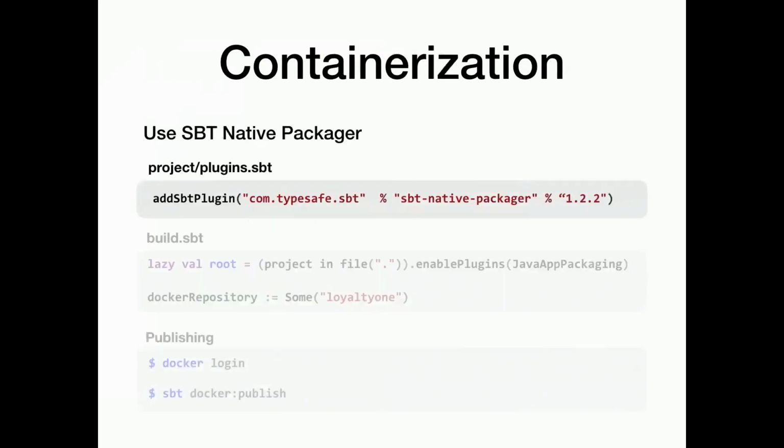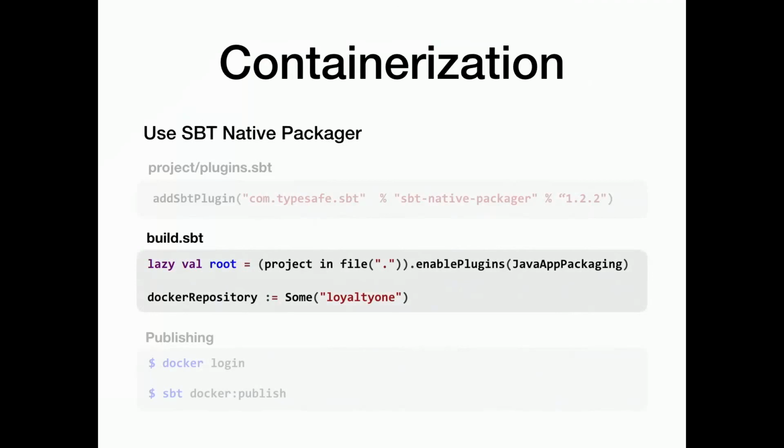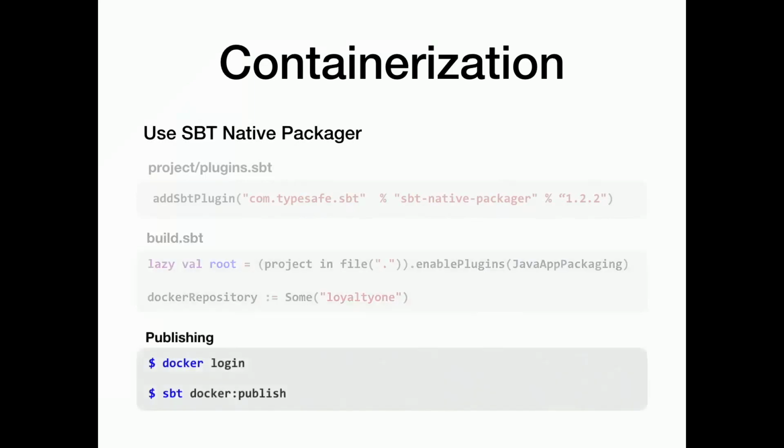So for the containerization problem, we have SBT Native Packager, right? This is an SBT plugin that does most of the heavy lifting for us. If you're using a Scala project, you're usually working in the context of your build.sbt, and it's an SBT project. So basically, it's a matter of enabling the plugin. And over here, what we're doing is we're setting the Docker repository to loyalty1. So basically, we're going to publish to Docker Hub. When you want to containerize the application and publish it as a Docker image, you log into Docker Hub, you provide your credentials, and then you run sbt docker:publish. This prompts SBT Native Packager to kick in and start doing all the heavy lifting of containerizing your application, packaging it up as an image, and uploading it to Docker Hub. So that's the containerization problem solved.